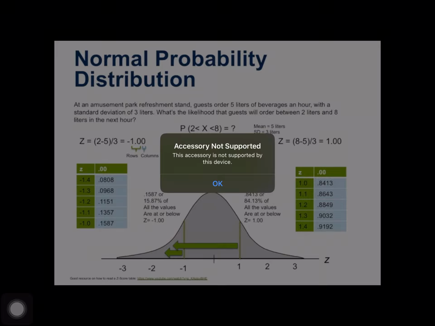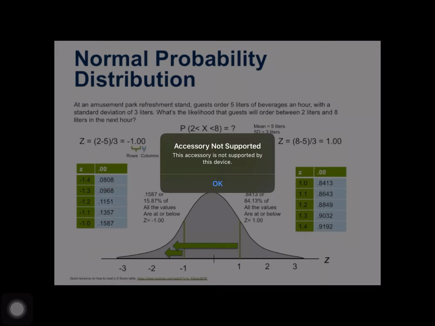So if we take the larger proportion of 0.84 and subtract the first one that we found, 0.15, we get the value of 0.682, which is very good, because we know from the empirical rule that 68% of the scores should be between +1 and -1 on any kind of z distribution. And so that's exactly how we would interpret it. There's a 0.68 probability that guests will order between 2 liters and 8 liters in the next hour.